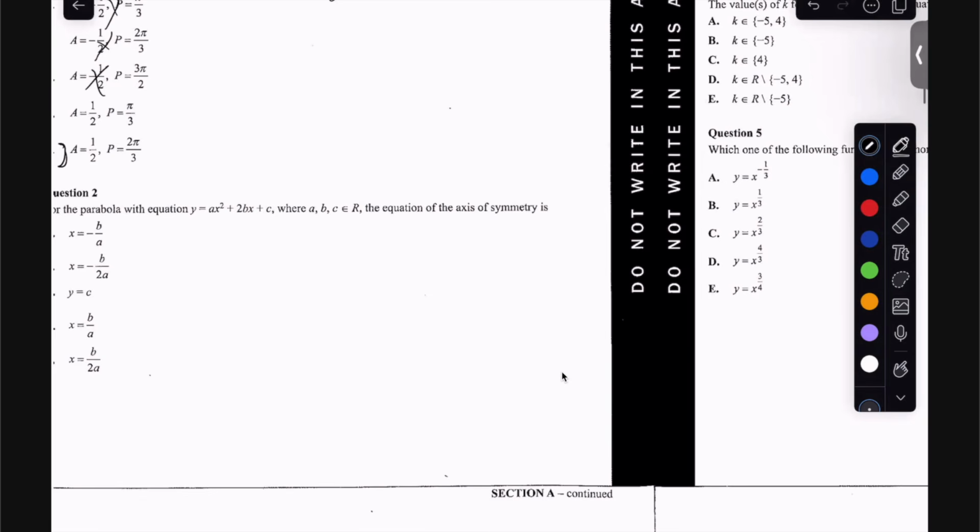For the parabola with equation that, where a, b, c are elements of real, the equation of the axis of symmetry. So that's just the x coordinate of the turning point, which is negative b over 2a. So negative 2b over 2a, which is negative b on a. So that should be A.